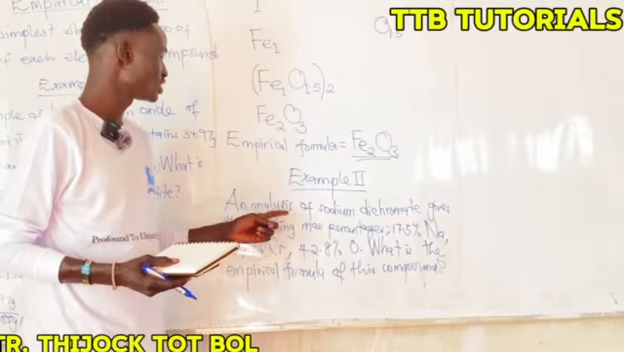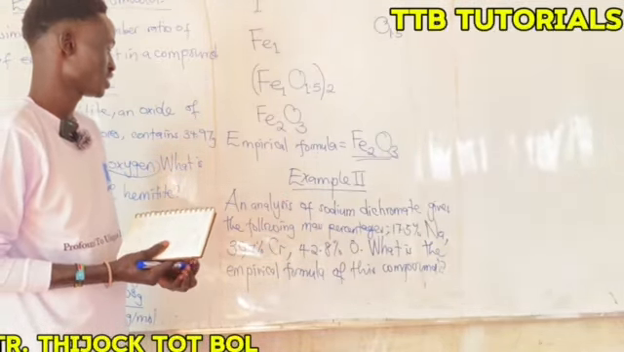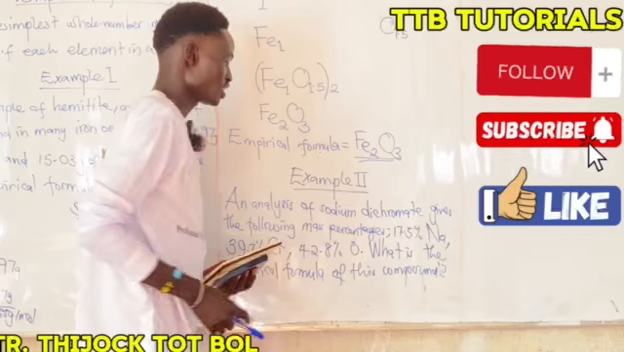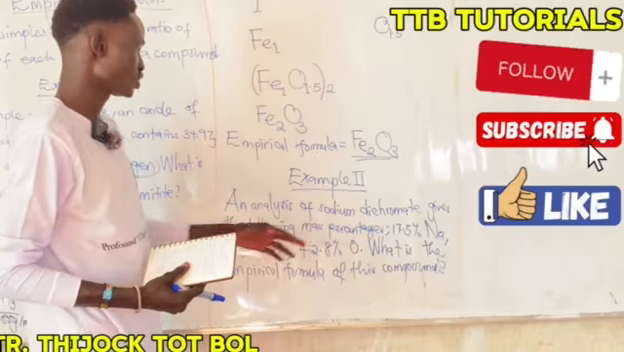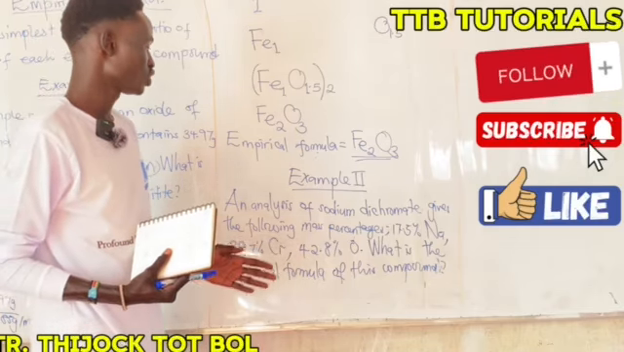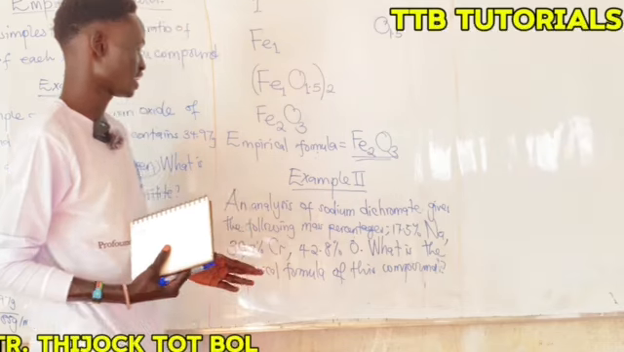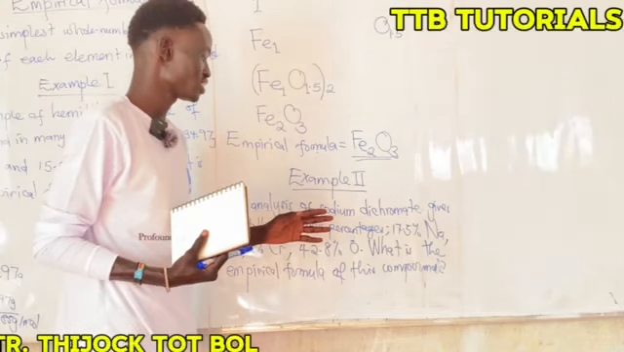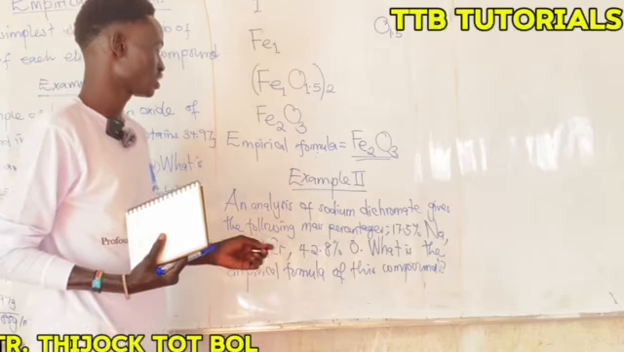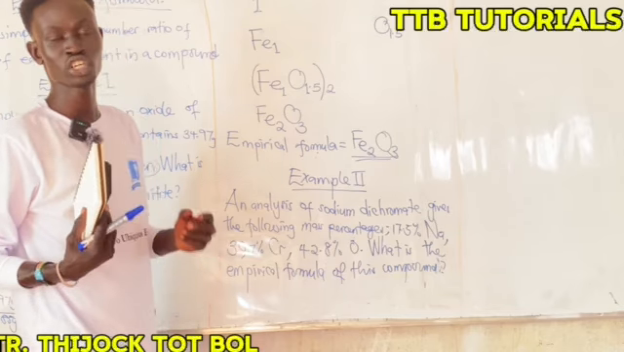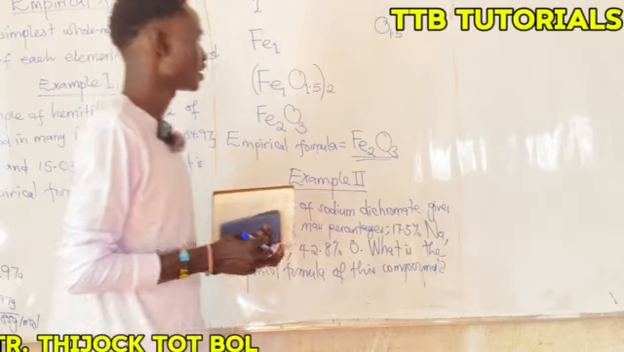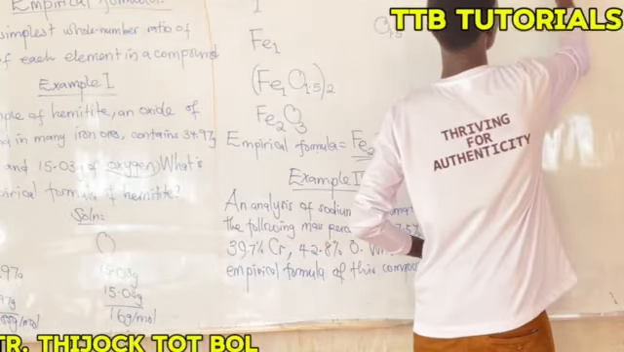This example 2 is different from the first example, since the components are in percentage form. So here we are first going to change this percentage to grams or to mass. So after changing the percentage to mass, then again you change the mass by getting the moles. Then from there you find the simplest mole ratio. So from here we can follow the procedures carefully. Solution.